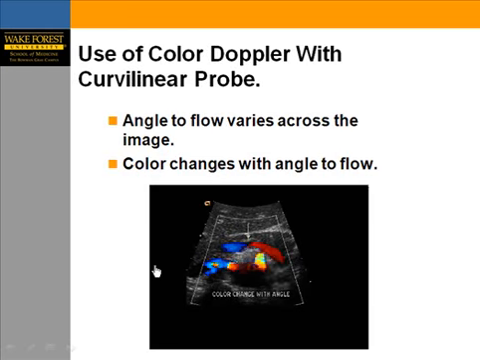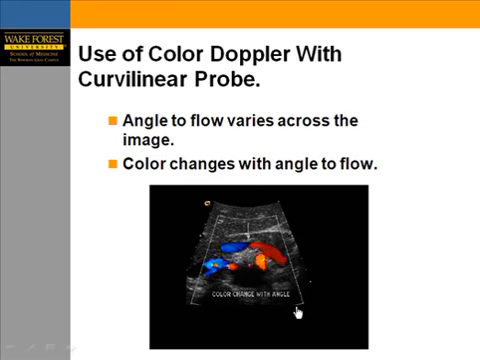Again, using color Doppler, you may get confused about some patterns of blood flow. The reason is that we're limited by the construction of the probe, by the curvature of the probe itself and its design. So the angle of flow is going to vary across the image. The color images change with angle to flow and will give you different blood flow.